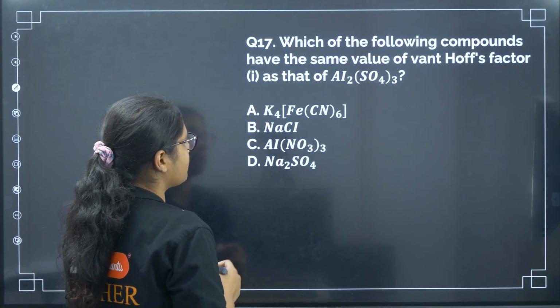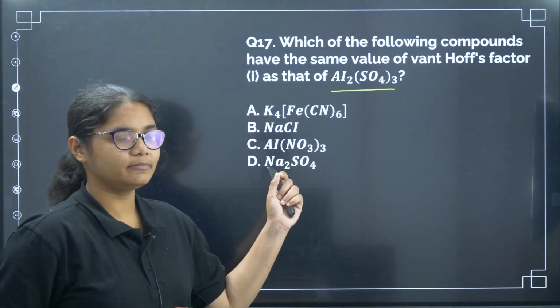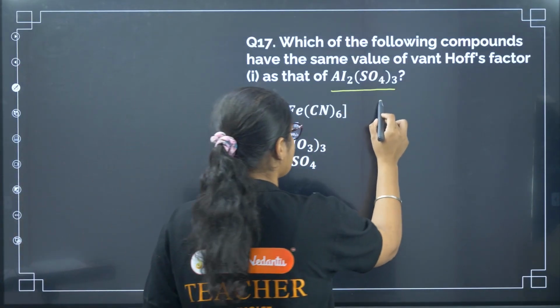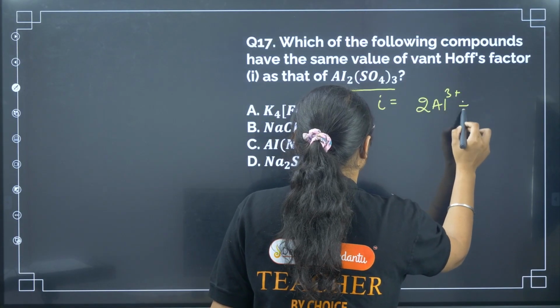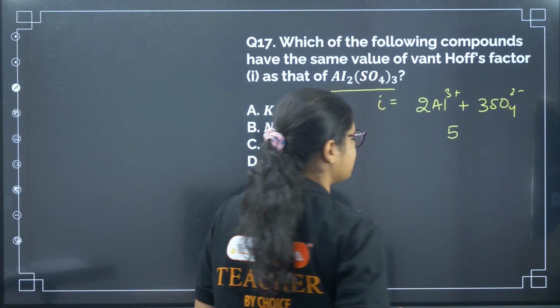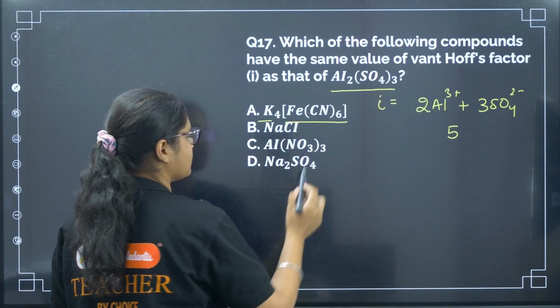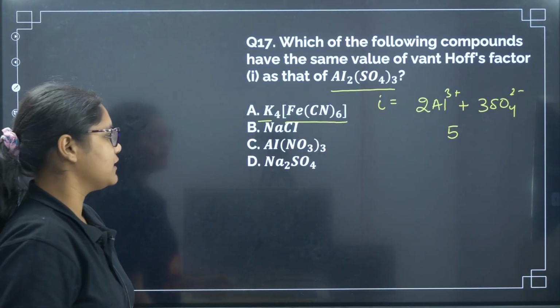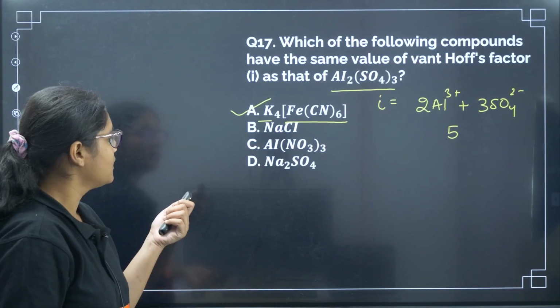Next, which of the following compounds have the same Van 't Hoff factor as aluminium sulfate? So in aluminium sulfate, what will the i value be? It will dissociate as 2Al3+ plus 3SO4 2-. So in total we get 5 ions, right? Now if you see here, there will be 4 ions and 1 complex ion, which is again 5 ions. So the correct answer for this question is option number A.